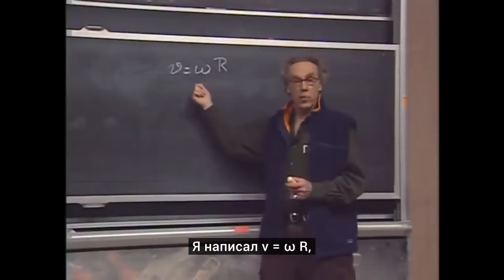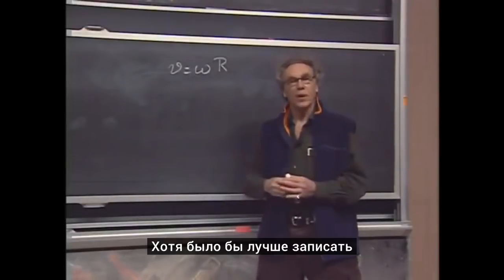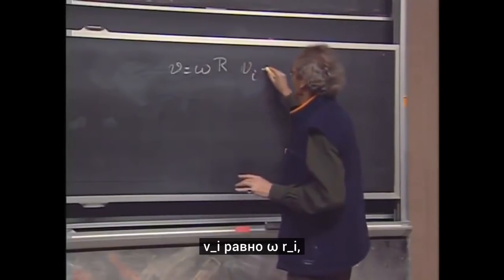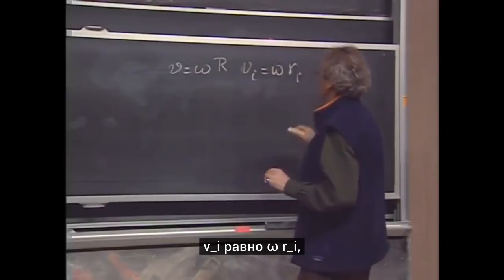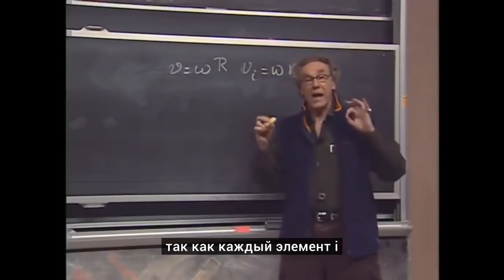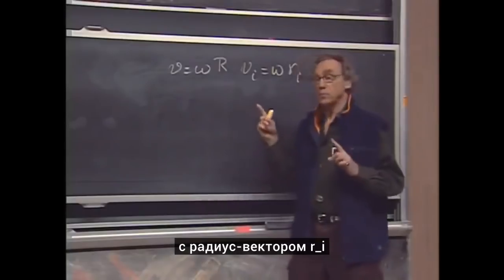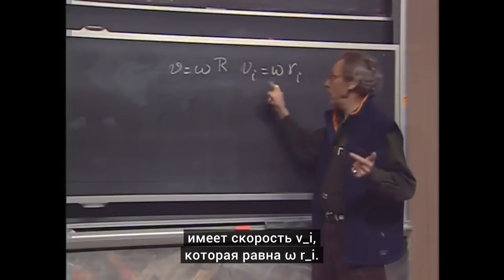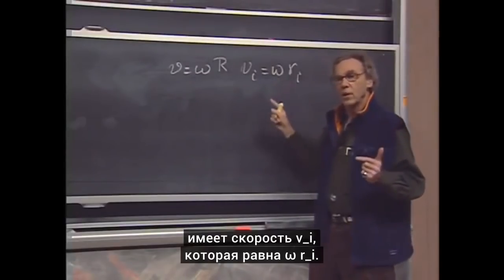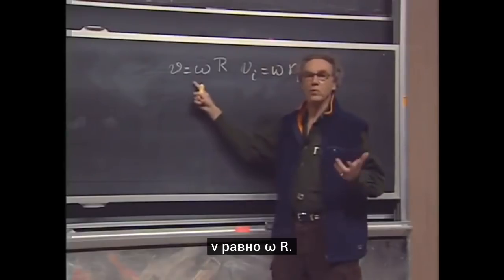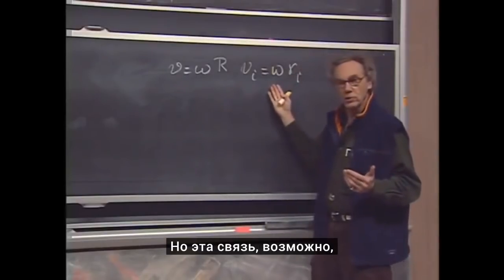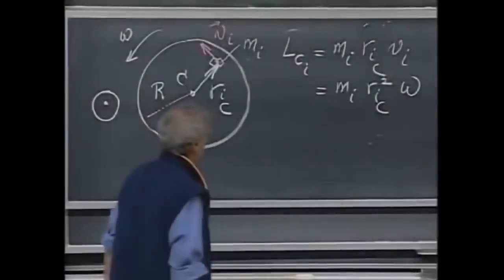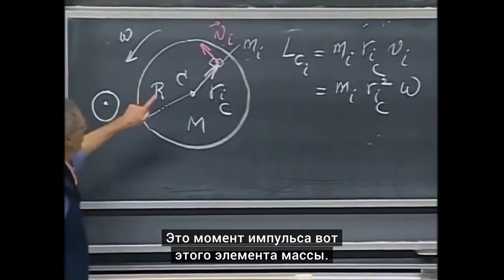So I wrote down v equals omega r, which of course holds in general. It would have been better, perhaps, if I had written down v of i equals omega times r of i. Because each element i, which has a position vector r of i, has a velocity which is given by v of i equals omega r of i. But I condensed that in one equation, v equals omega r. But this is the connection that will make it perhaps easier for you to understand what follows. So that is the angular momentum for this little mass element.